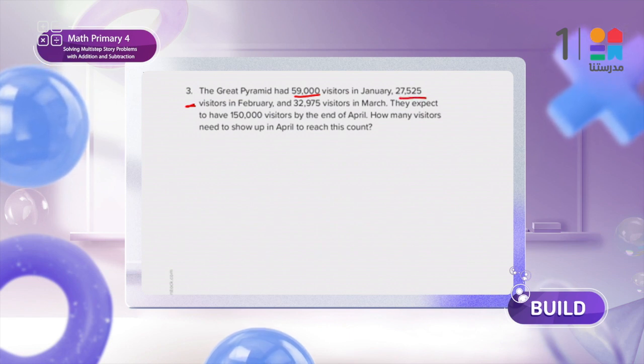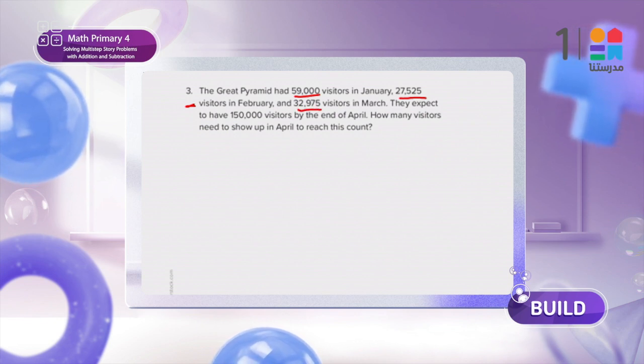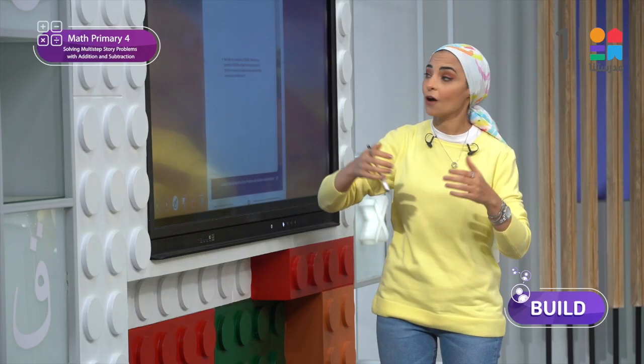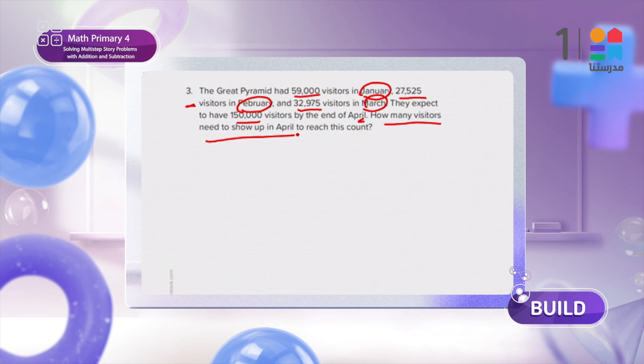27,525 visitors in February. So January, I have this number. February, I have this number. And 32,975 visitors in March. So the first number was in January, the second number is February, the third number is in March. They expect to have 150,000 visitors by the end of April. Okay, the question is, how many visitors need to show up in April to reach this count?